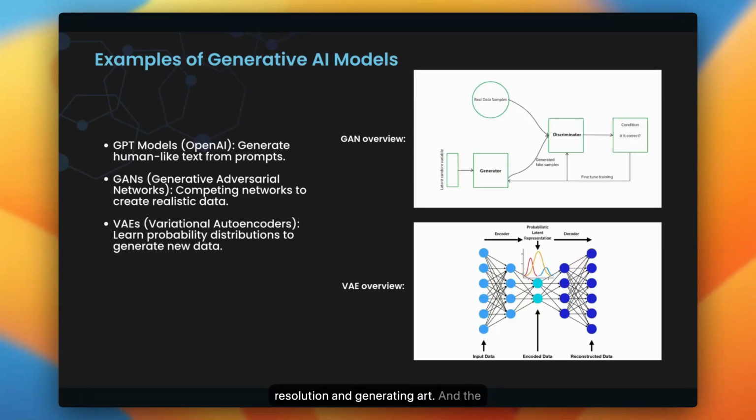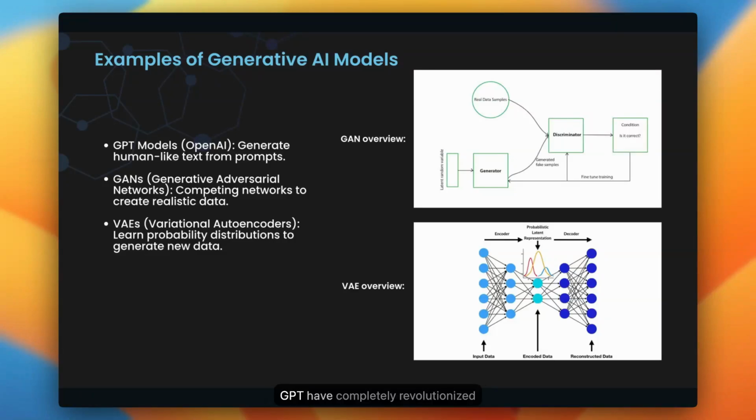generating art. And the third one is VAE, which stands for Variational Autoencoders, and its purpose is to generate new data points by learning the probability distribution of the input data. Some applications include data compression, anomaly detection, or generating new data samples. And some real-world examples include Deep Art, which transforms photos into artworks using styles of famous painters, and the famous model, also from OpenAI, which is called DALL-E, which generates images from textual descriptions.